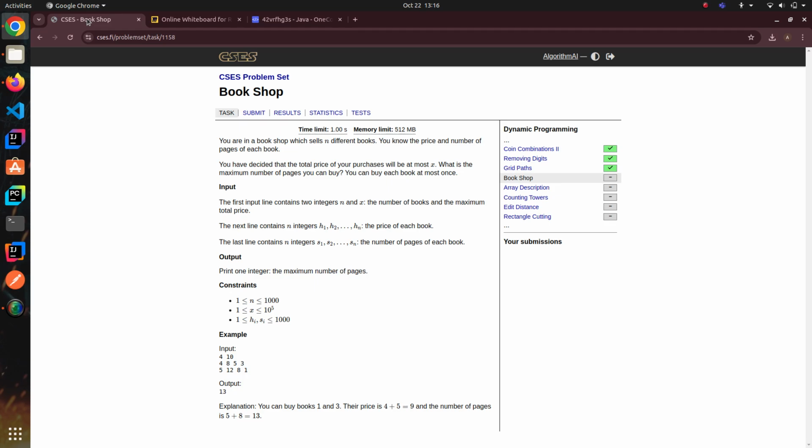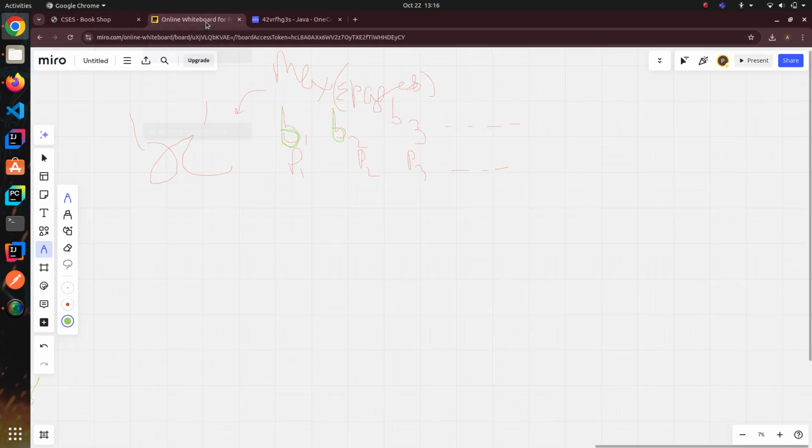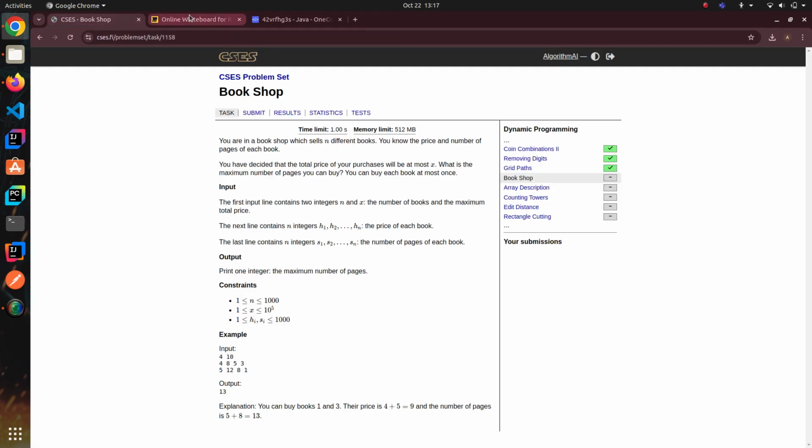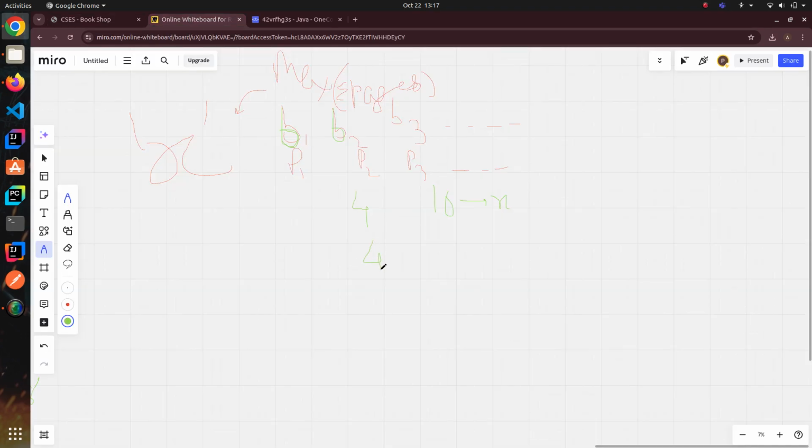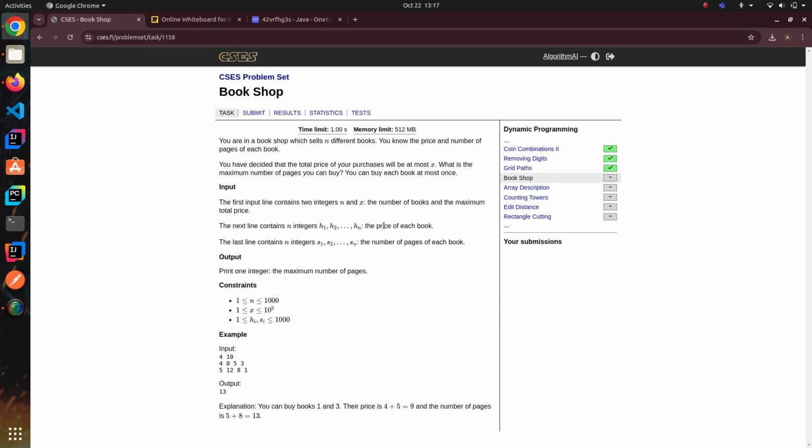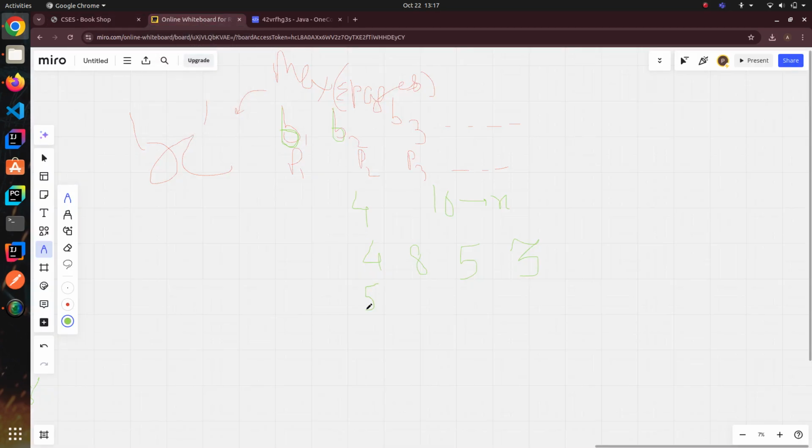Let's take the test case from here. We have 4, 10. 10 is X, the total amount of money. Then we have 4, 8, 5, 3, 4, 2. These are the prices. And the pages are 5, 12, 8, 1. These are the amounts of pages.